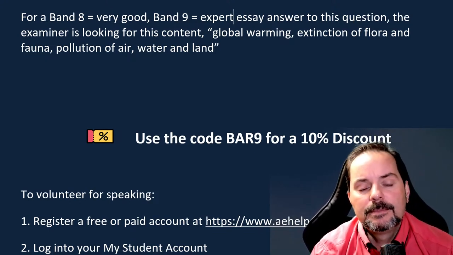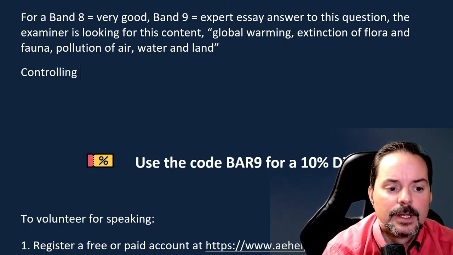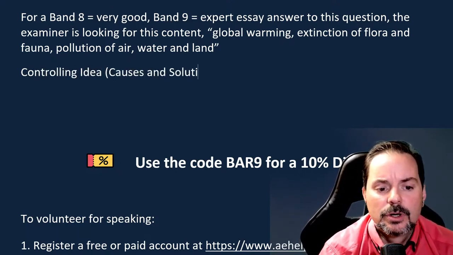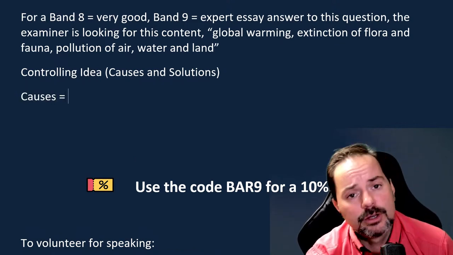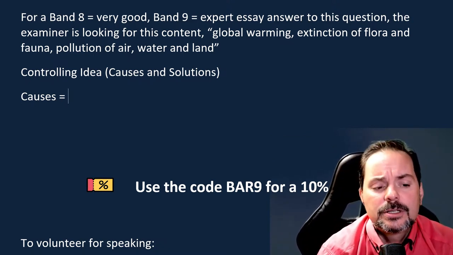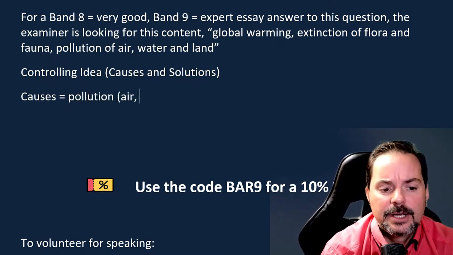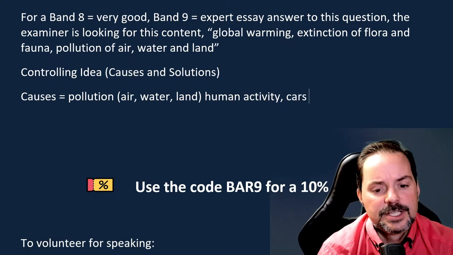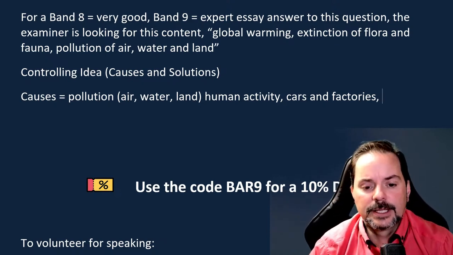Now, we've thought about the topic, the controlling idea. Don't forget that. So the controlling idea here are the causes and solutions. So let's break this down into 2. So the causes. A lot of people will very quickly, so your first thought, that should come fast, okay? IELTS questions are relatively common topics and simple topics, so they should come fast. So pollution, air, water, land, right? We just talked about that. Human activity, cars and factories. I'm sure that these answers are coming to your mind quickly.